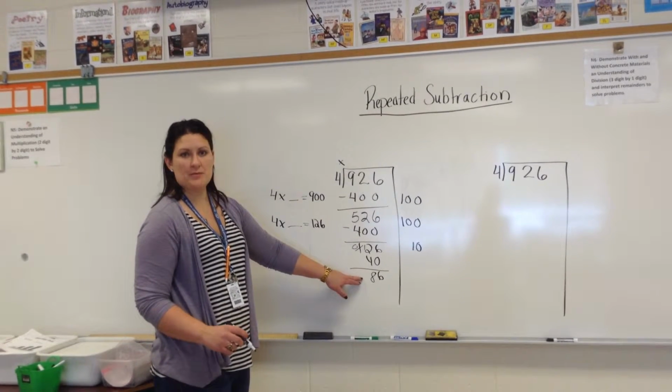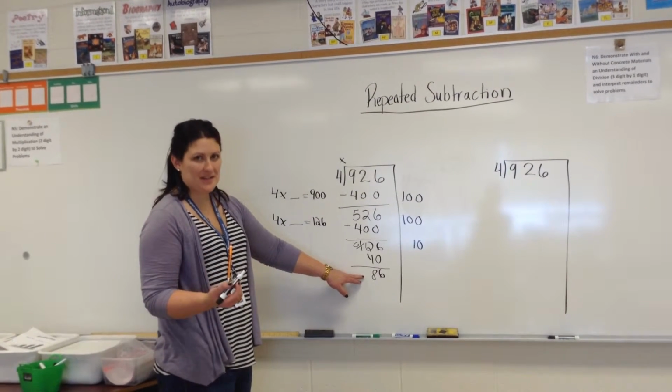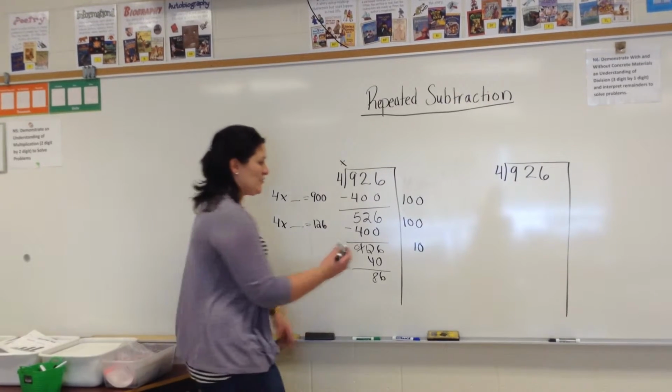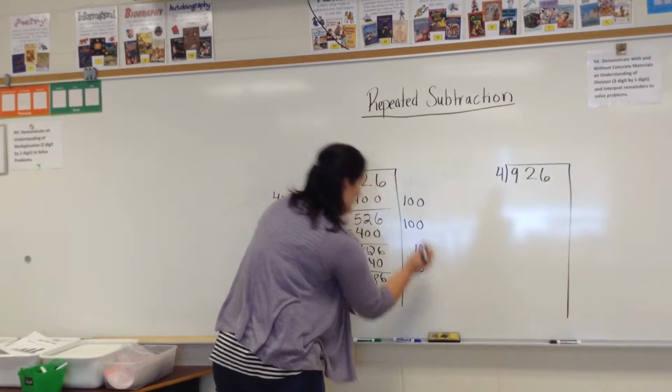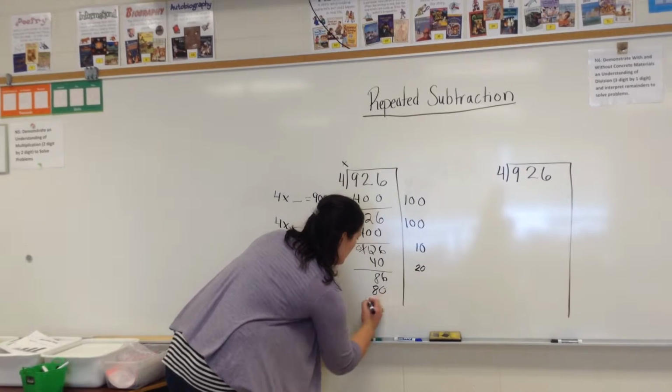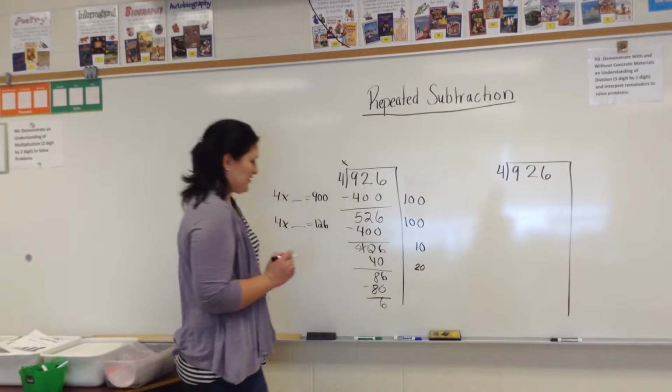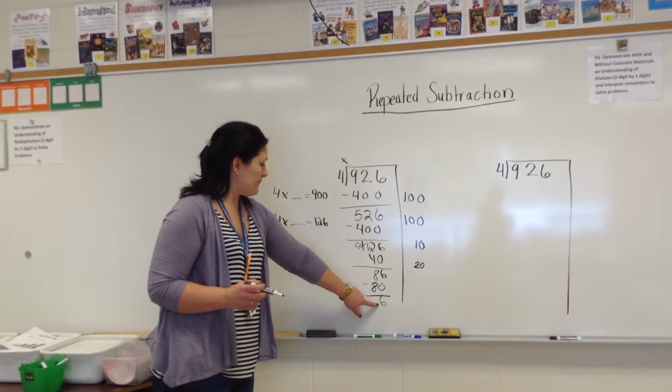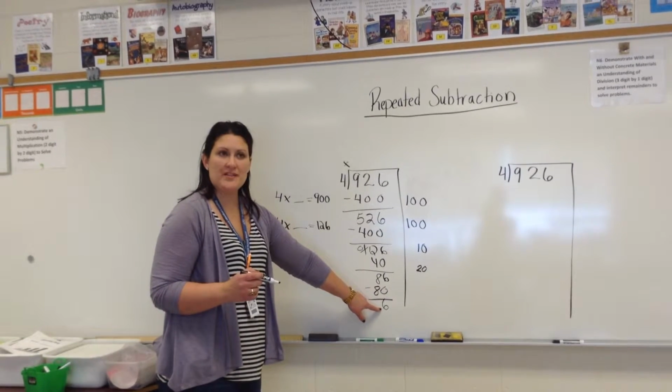So I still have 86. Now this is a more manageable number to work with. I know that 20 times 4 is 80. So then I can put my 20 over here. 20 times 4, 80. I subtract. I'm left with 6. Now I have a number that's in the ones place value.